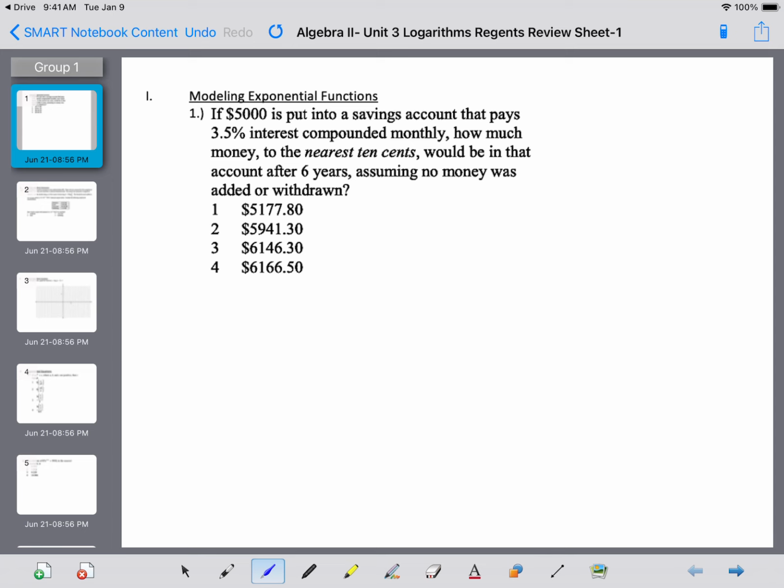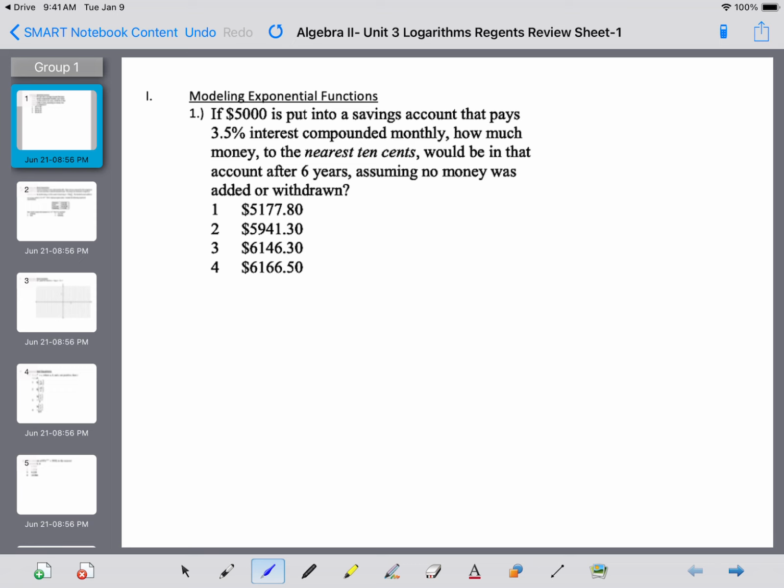Hello, Algebra 2 students. This video will be reviewing Regents questions on Unit 3.5, Logarithms. Each section will contain a different standard on logarithms that the Regents could test you on. The first section is modeling exponential functions, and as we all know, logarithms are the inverse of exponential functions, right? We use logarithms to solve for an exponent.